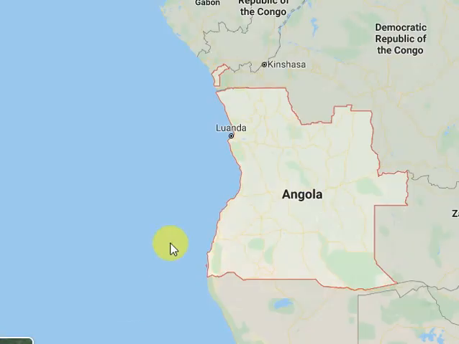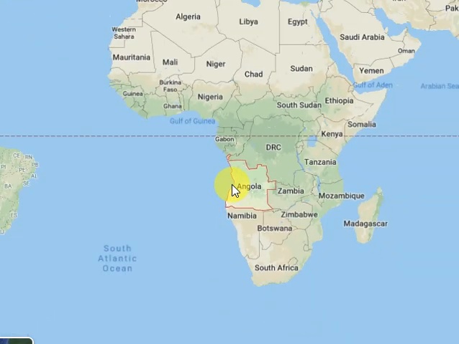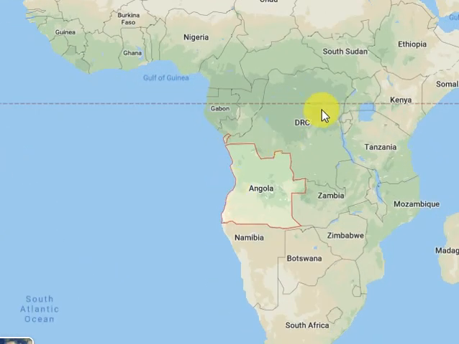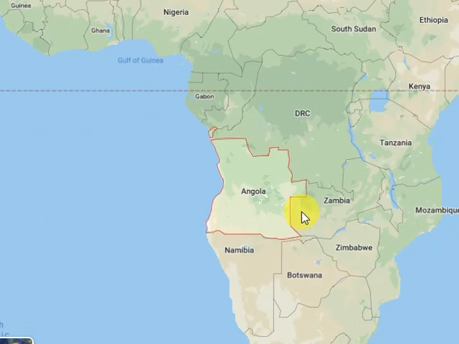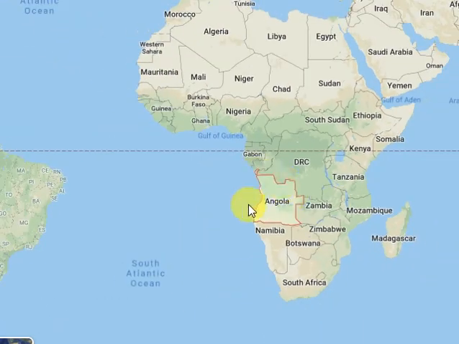So here you have the country Angola. You can see the southern African country. At the bottom you have Angola near the South Atlantic Ocean. Neighboring countries in Africa you can see everything. So this is the exact location of Angola.